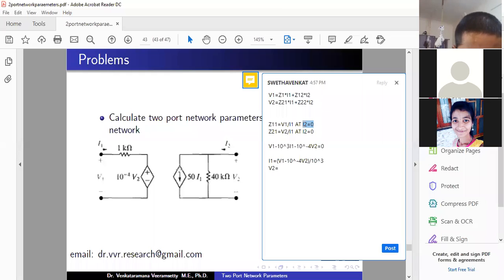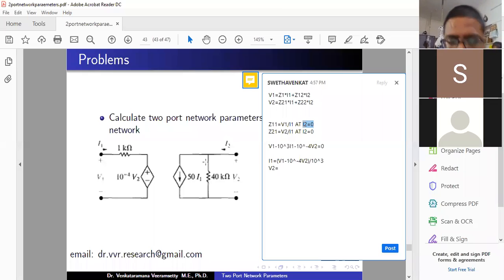This is the current source, right? So this 50 I1 current is flowing like this, because this current is not divided through this port, since it's open. As it's open, no current is flowing in this branch. So whatever current is supplied by this dependent current source flows to the 40 kilo ohm only. So what is the value of current flowing to the 40 kilo ohm?